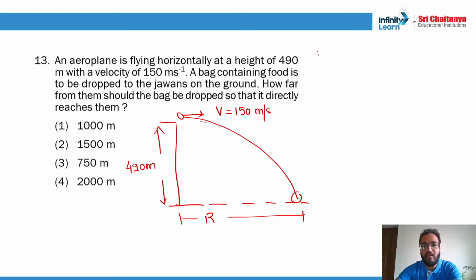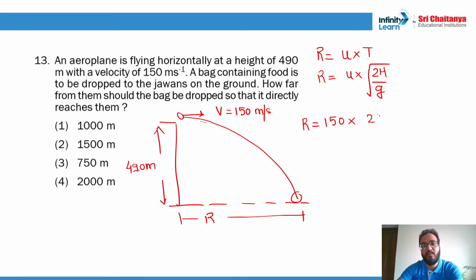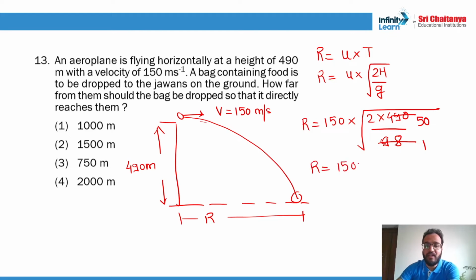Now very simple. What is the formula of range? You will say, sir, it is horizontal velocity into time of flight. Now what is horizontal velocity? u. What is time of flight? Root over 2h by g. Just apply every value. It is 150 into root over 2 times 490, if it is 490, then take g as 9.8. So 9.8 ones are 9.8, 50s are 50, so R will be 1500 meters. Got it?